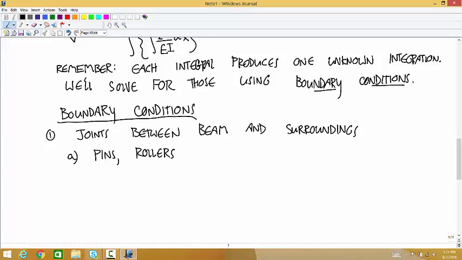And at any place that the beam passes through a pin joint or a roller, the deflection is equal to 0. That's a place where the beam can't move from its original position. So you can think of it as the beam is stuck at its original position, at its original height.